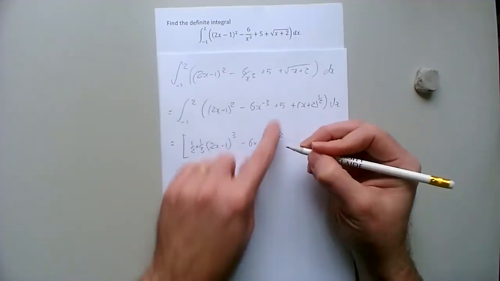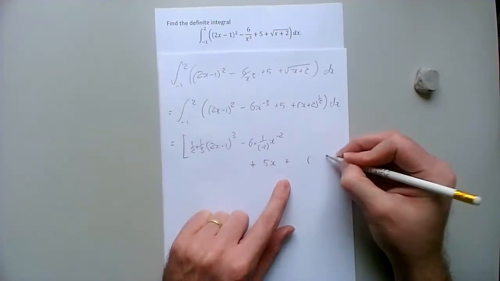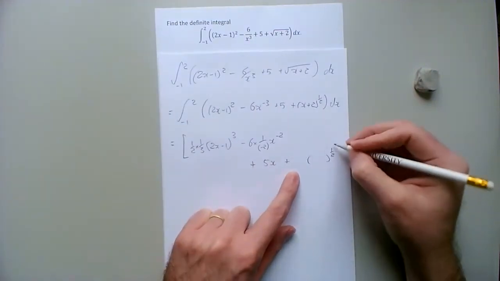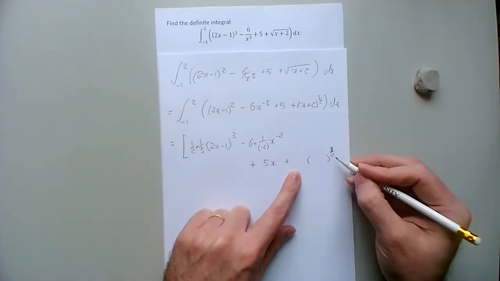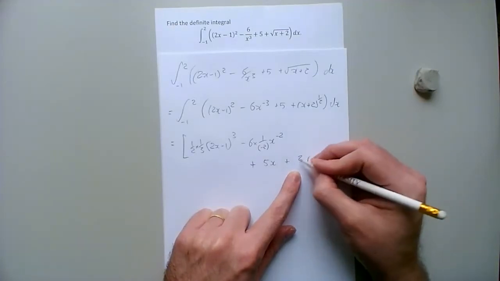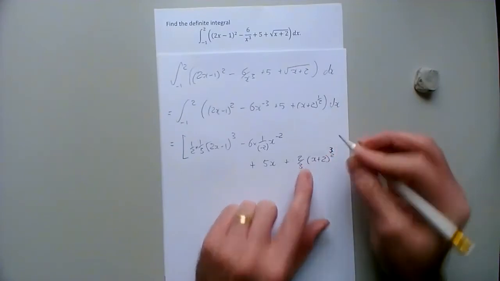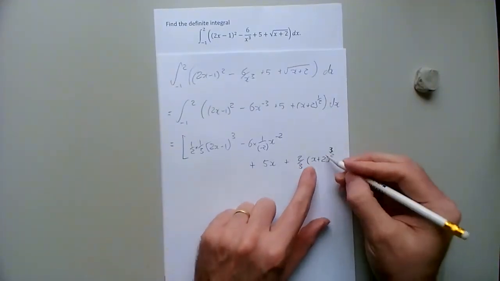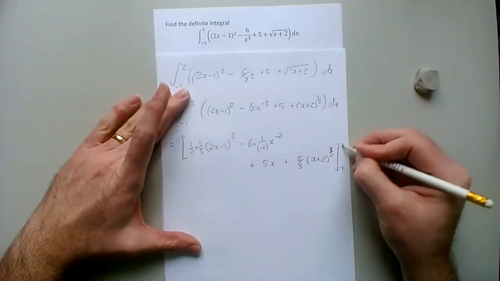Okay, the 5 will go to 5x. And then the power of a half will go up to 1.5, which is 3 over 2. And then I'll divide by that new power. So when I divide by 3 over 2, that'd be multiplying by 2/3. And because it's linear inside, I was able to do this trick at all, and I have to divide by the constant next to the x, which is 1, so that's not going to change anything.